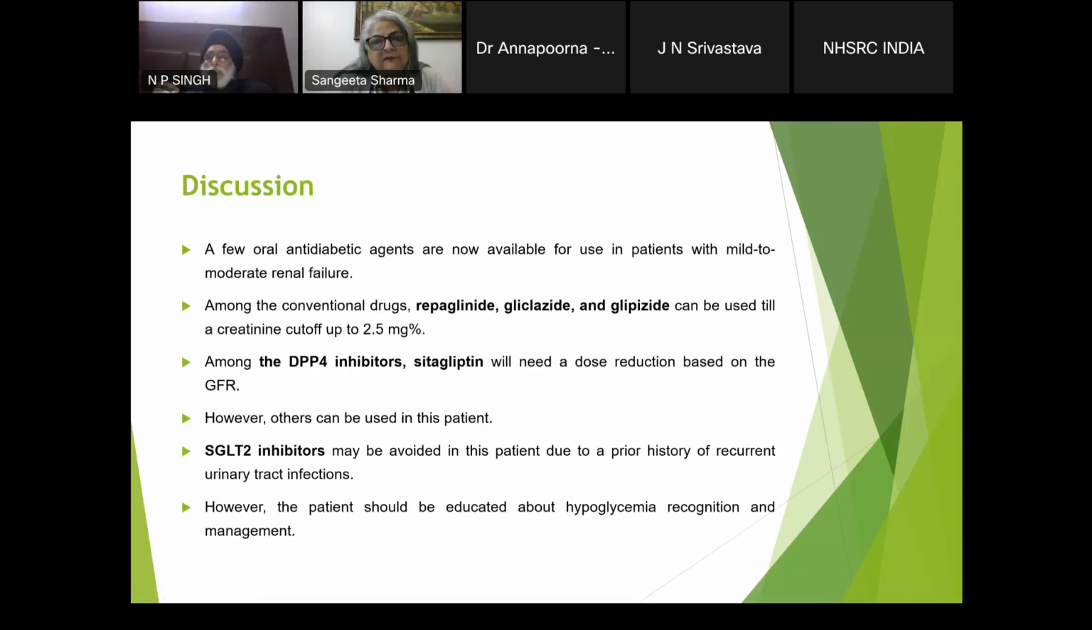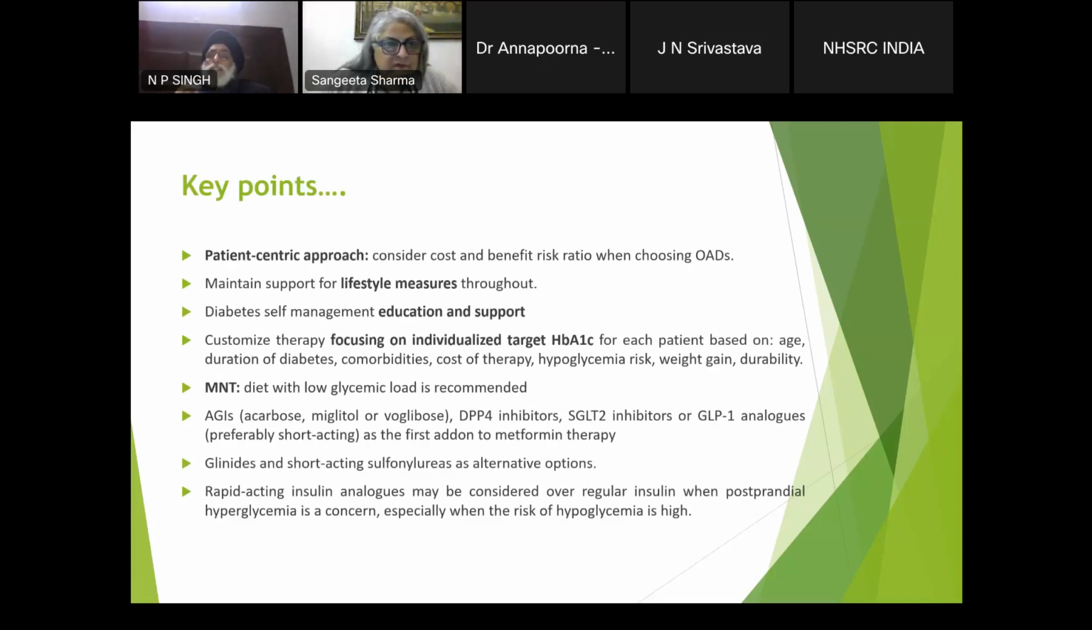of managing type 2 diabetes in a different way. Don't consider the person as only having type 2 diabetes. He may have other risk factors. He may have complications of type 2 diabetes. So we need to address each and every issue to actually manage a patient with type 2 diabetes. It is what is known nowadays as a patient-centric approach, which talks in terms of cost and benefit ratios. It also talks in terms of lifestyle measures.